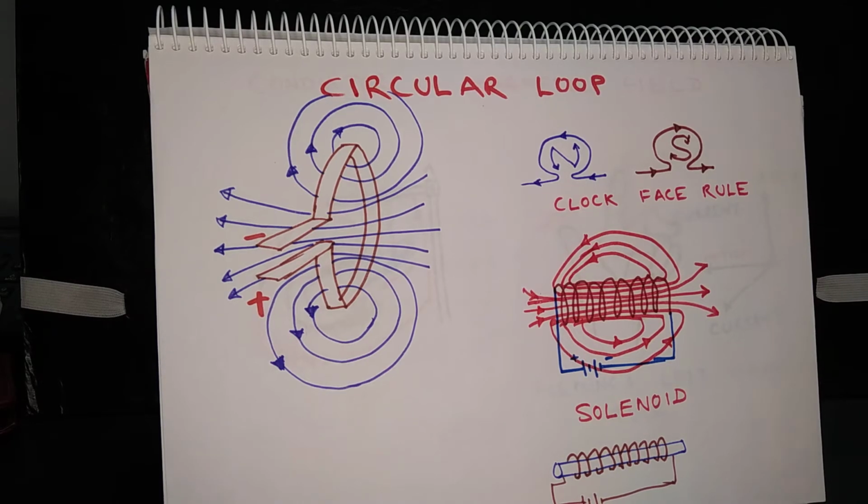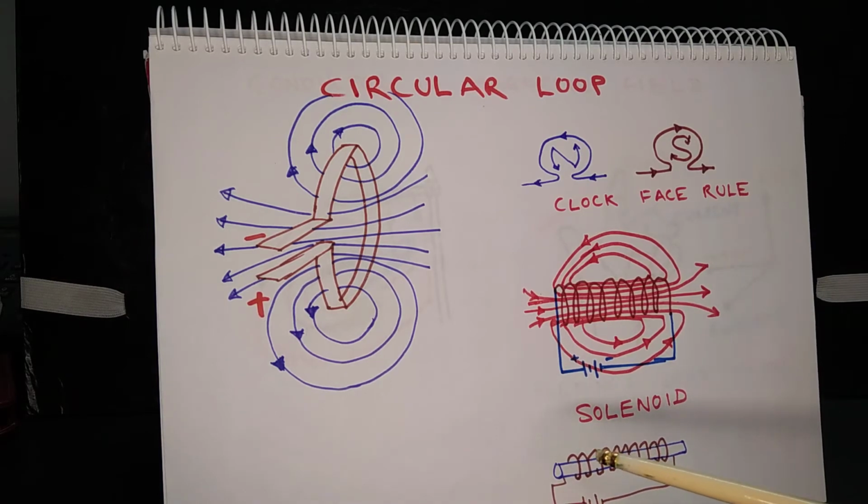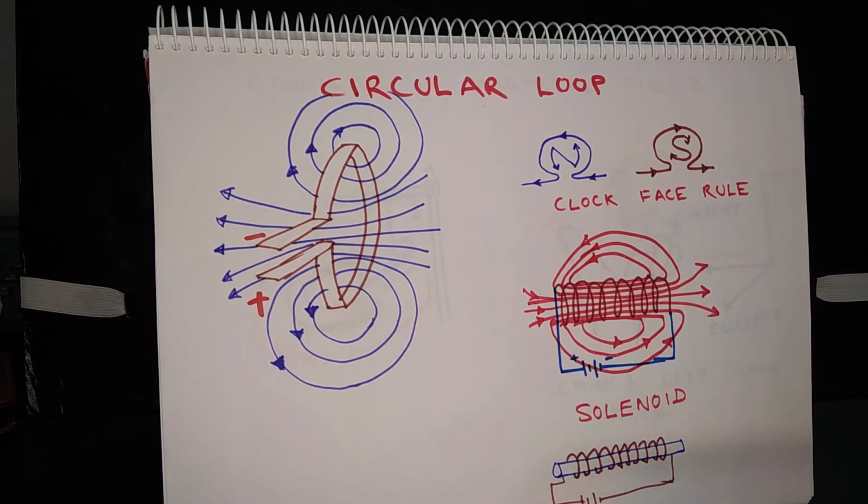Now, there is another thing that is called a solenoid. A solenoid is nothing but a series of circular loops. So when a coil of insulated wire is made over a cylindrical structure, then this structure is called a solenoid. So here we have so many loops wrapped around a cylindrical structure, and this is called a solenoid.